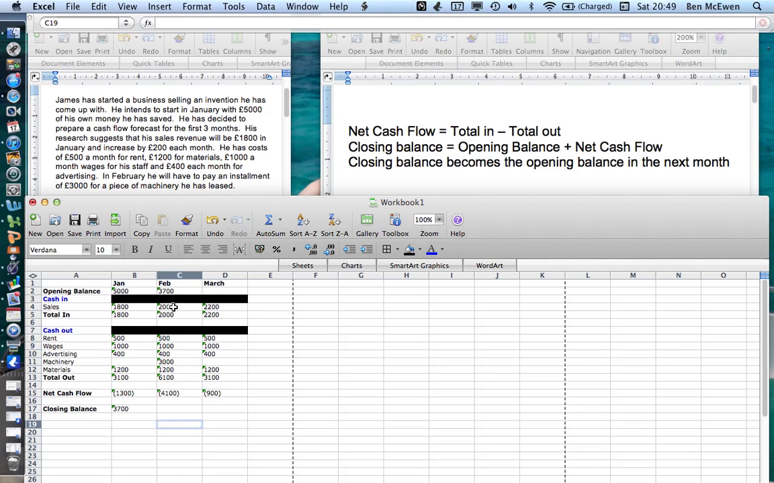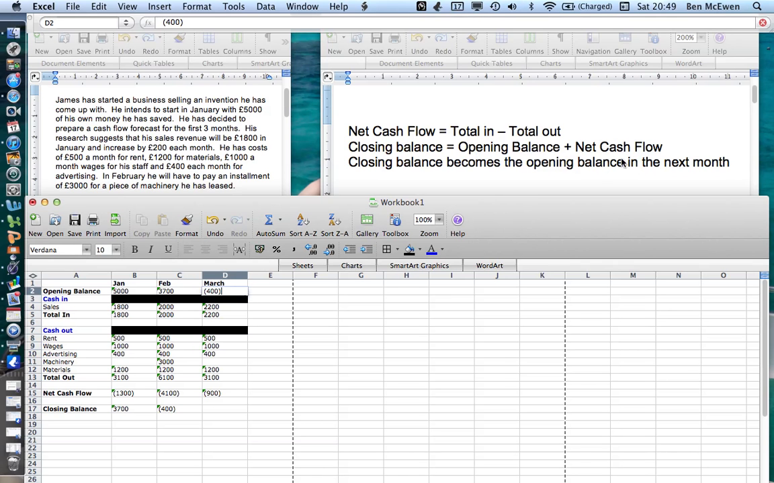And then we do the same again. We've got 3,700 as the opening balance. We've got a net cash flow of 4,100, but that's a minus, so we're going to take it away. And that now leaves us with a negative cash balance at the end of the month of minus £400. We can then take that, because it is the closing balance becoming the opening balance. We can insert that in there. And we have minus 400 as the opening balance for March.